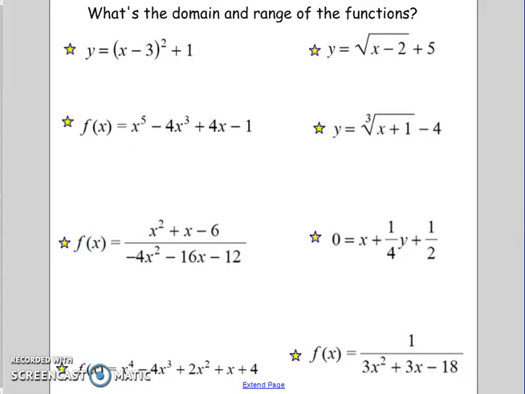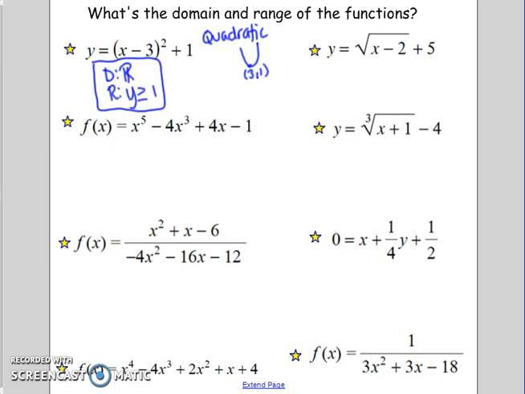First function here is a quadratic. And for a quadratic, the domain is going to be all real numbers. For the range, we have to find the vertex. So this is in vertex form. So we know that the vertex is going to be (3, 1), and that this graph opens up. So if it opens up, my range is going to be y is greater than or equal to the y value of my vertex, which is 1.